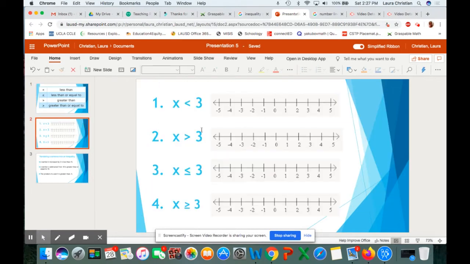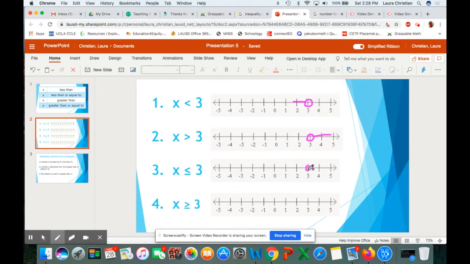Secondly, a review of graphing these. If you don't remember, when we just have a less than or greater than sign with no equals, it is an open circle on that number. So an open circle, and then it's going in this direction as our arrow points. Here we have an open circle and it's all numbers greater than, so this way.